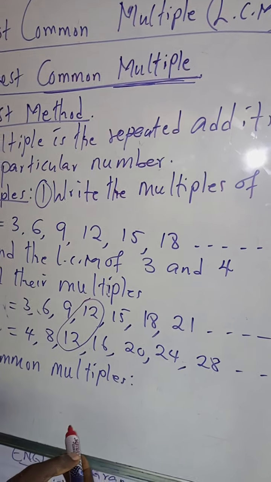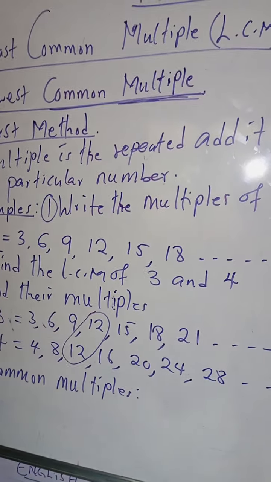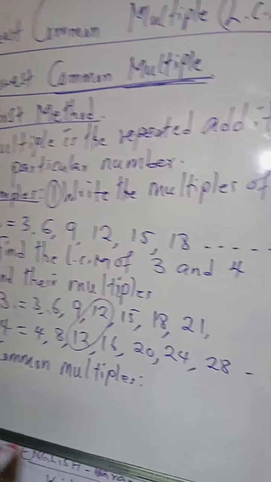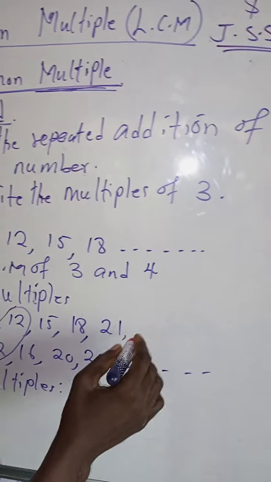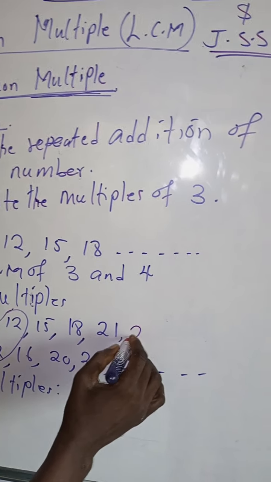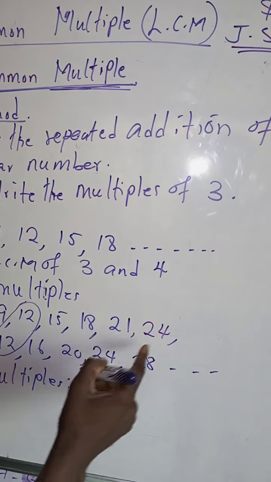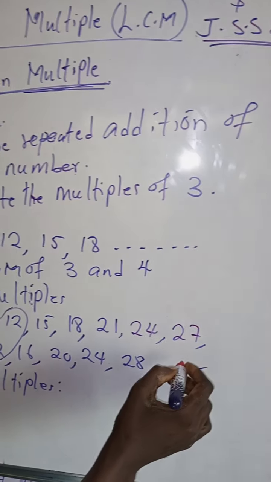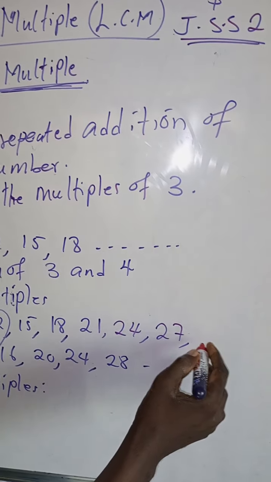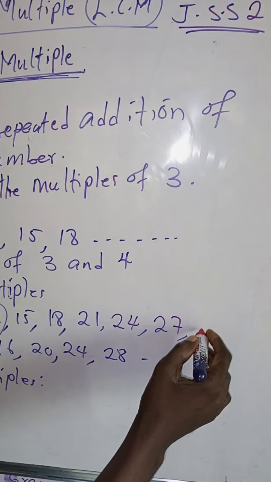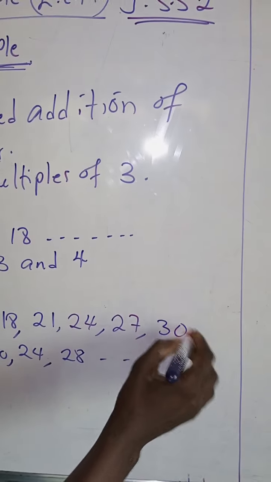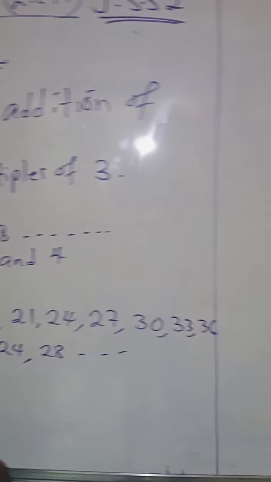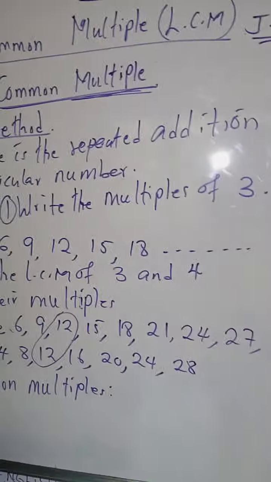Do I see anything common again? I think if I move forward, I'll see what is common. Let me move forward here. Here, I think I have 24. After 24, I have 27. Okay, 27. I have what? I have 30. I have 33. I have 36.